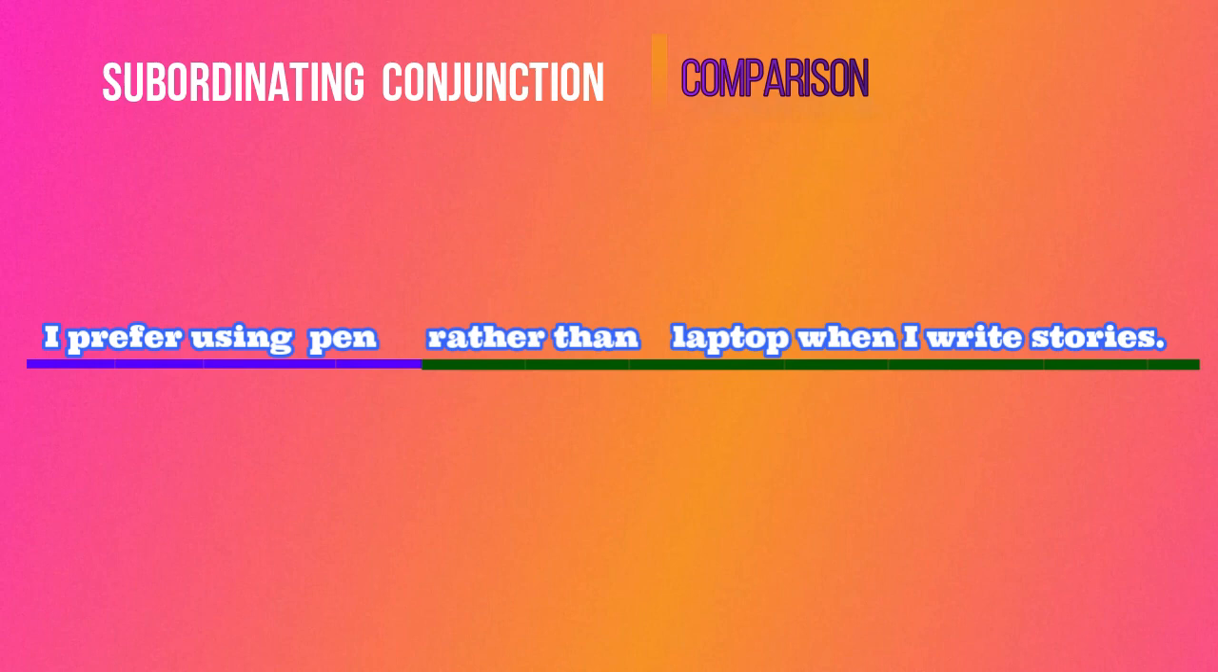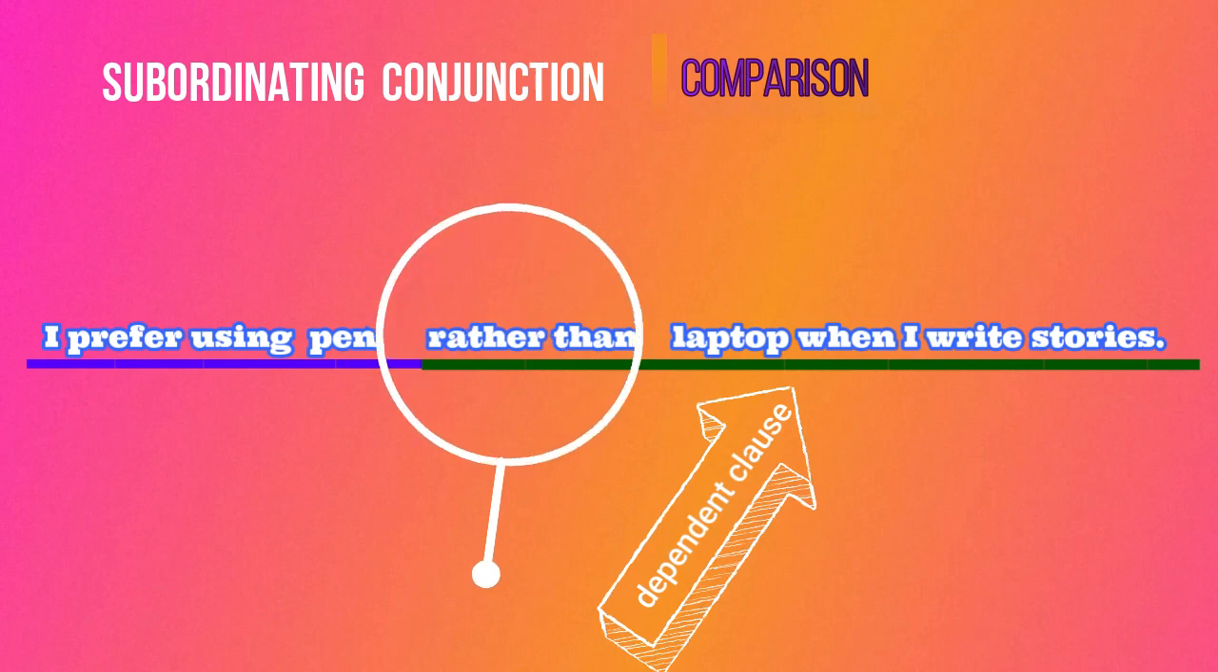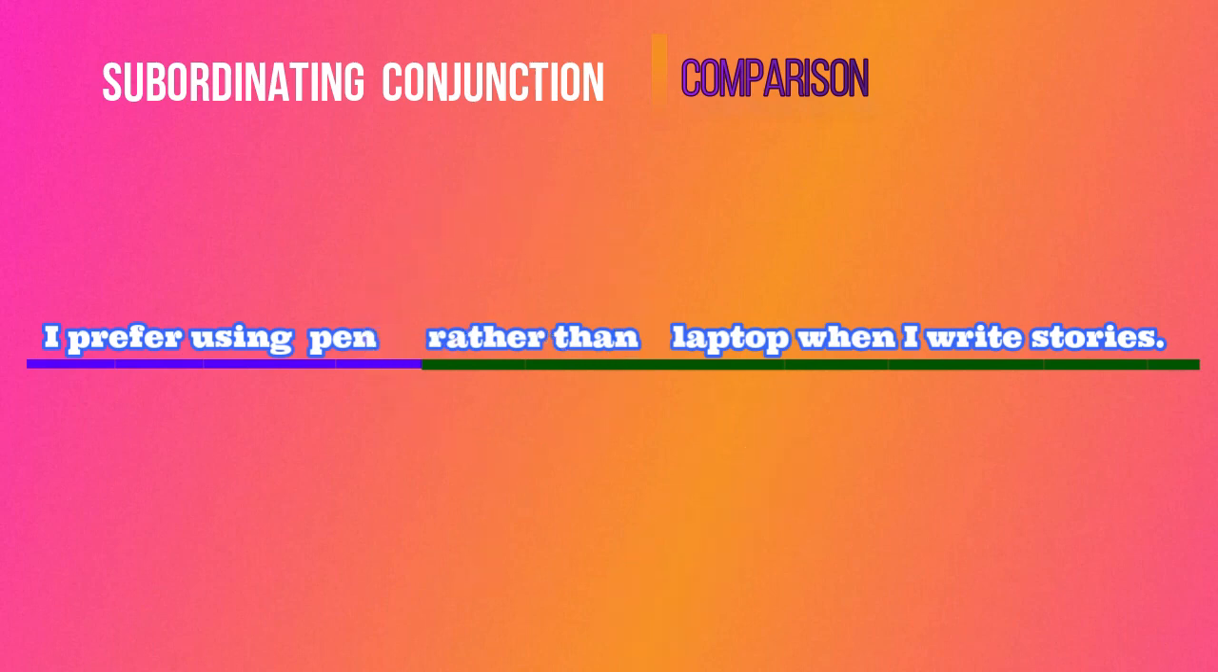Alright? So, ibig sabihin, simula dyan hanggang dulo, ang tawag yan ay subordinating clause or dependent clause. Nakadepende siya sa ating I prefer using pen na tinatawag naman nating independent clause. Alright? Tandaan, ang rather than, siya ang sinisimulan ng subordinating clause or dependent clause. Pero siya ang ating ginamit na conjunction.